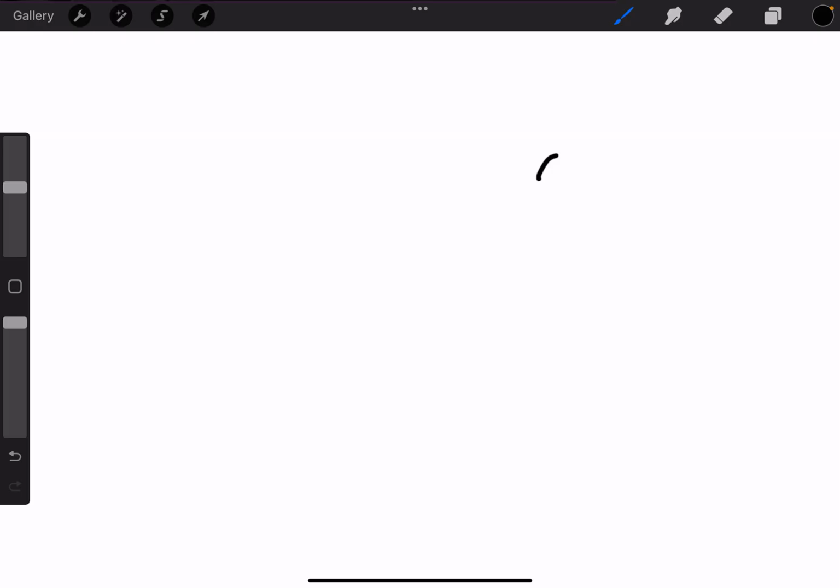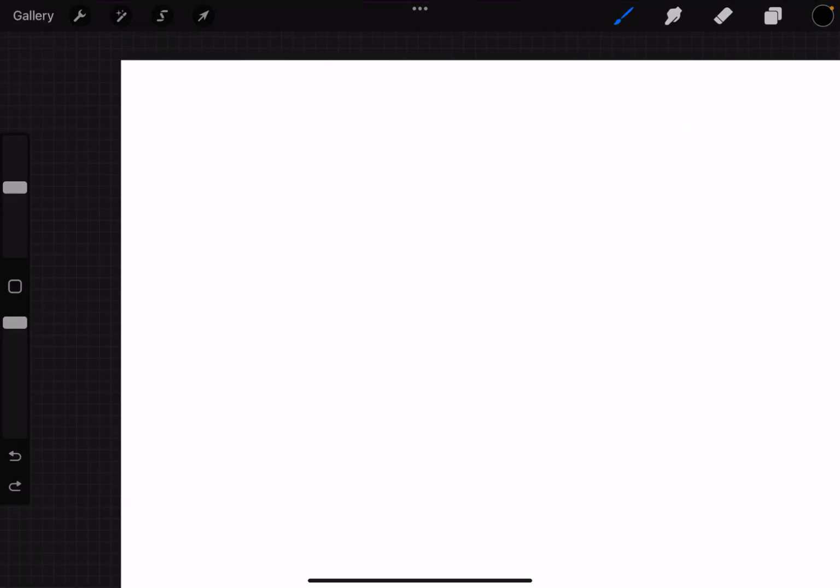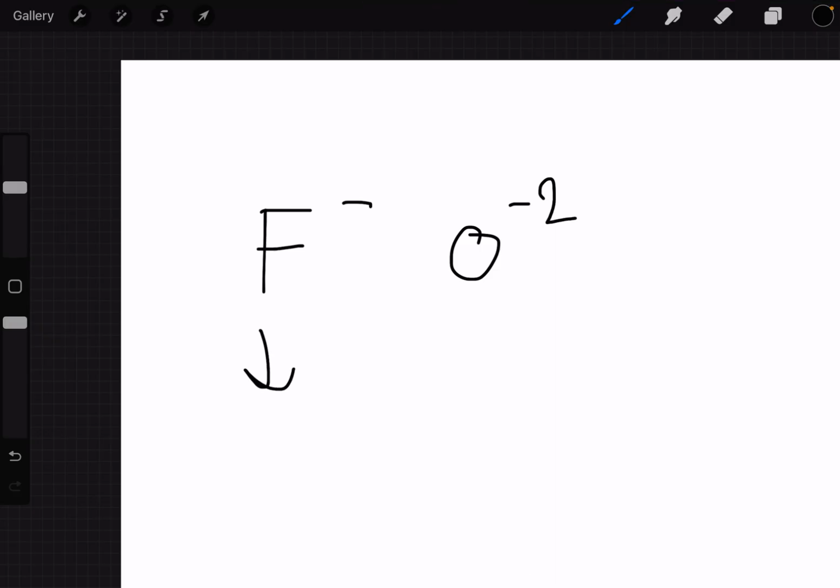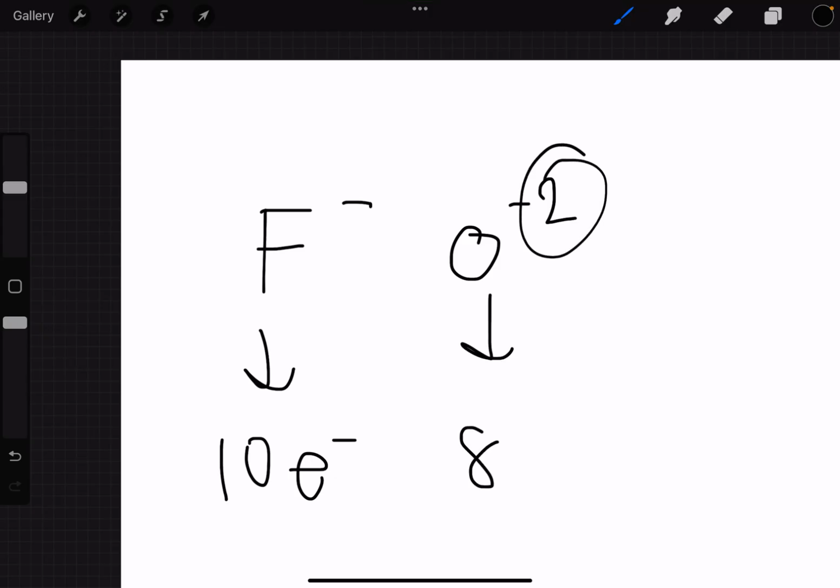However, when it's asking about, let's say, F minus and O2 minus: F has 9 electrons, but it has a minus, so that means it'll be 10 electrons. O has 8, but since we have 2 extra, it'll also be 10 electrons.